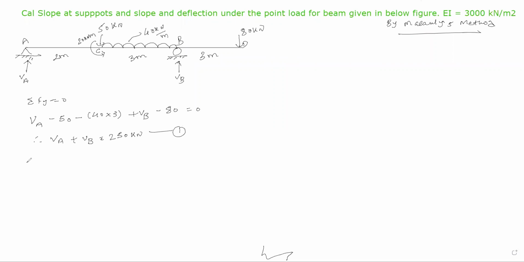Now take moment of all forces about point A. Clockwise positive, anti-clockwise negative. 80 into 8 is clockwise, that's why positive. Minus VB into 5, plus, first of all, convert the uniformly distributed load into a point load, that is nothing but 40 into 3.